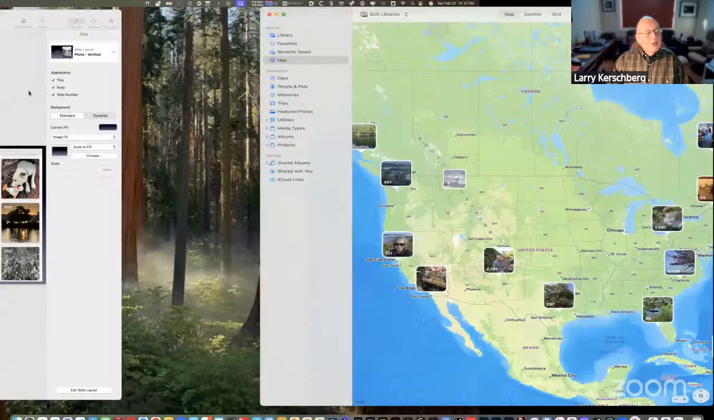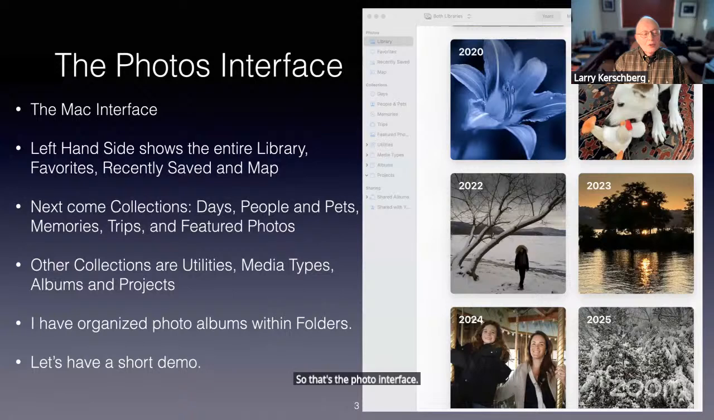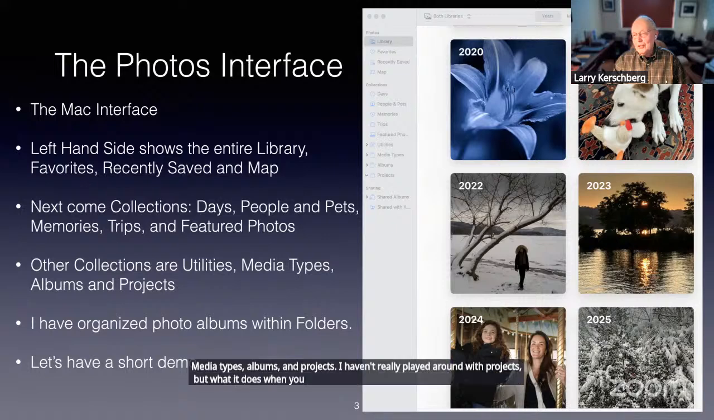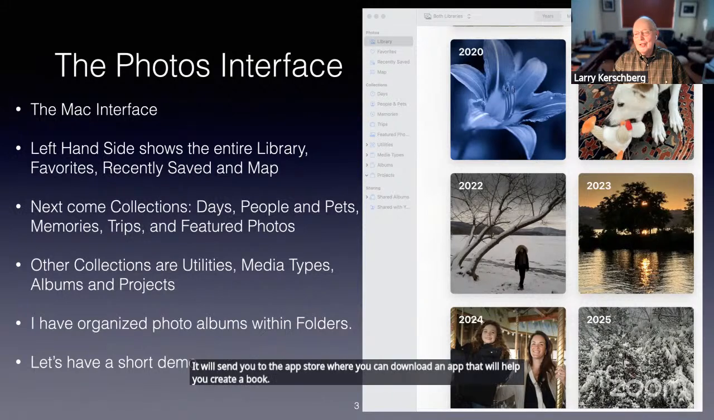So that's the Photos interface. We have collections, which we'll see: days, people and pets, memories, trips, featured photos. These are done for you automatically by Apple. And so we'll look at them shortly. We have other collections like utilities, media types, albums, and projects. I haven't really played around with projects, but what it does when you want to do a project like a book, it will send you to the App Store where you can download an app that will help you create a book. So you could have projects in that folder.